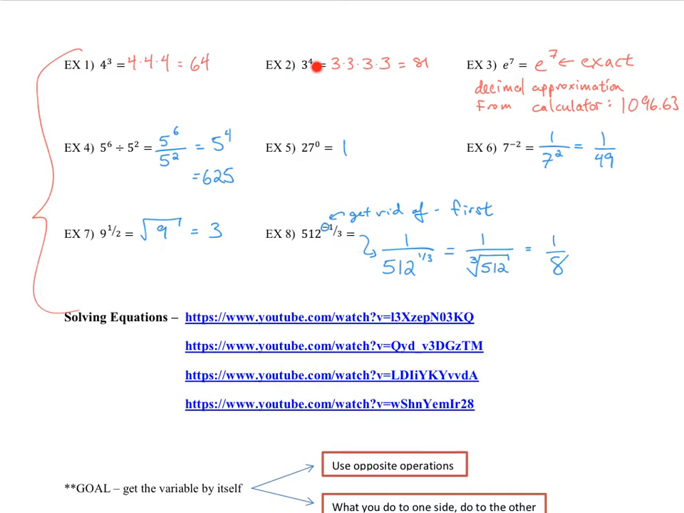3 to the 4th power means we will have 4 factors of 3, so 3 times 3 times 3 times 3 is 81.